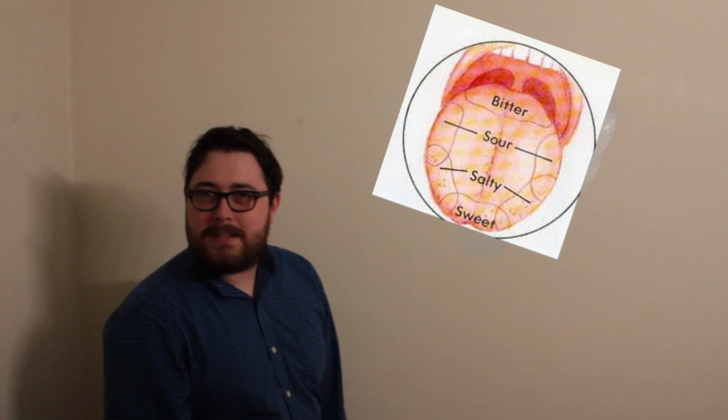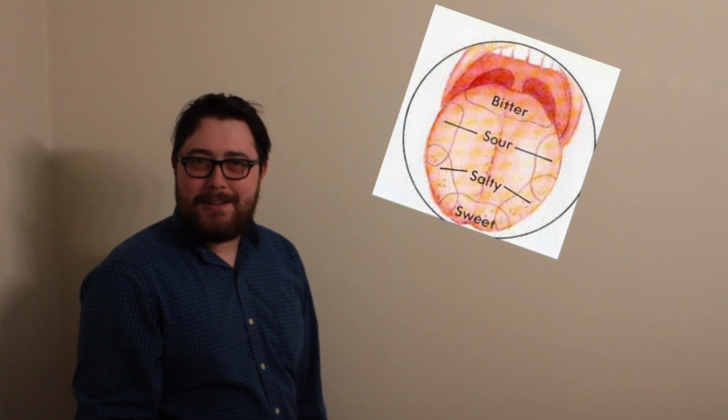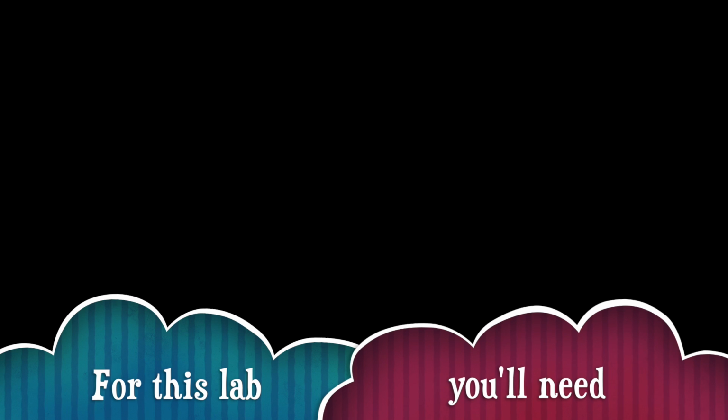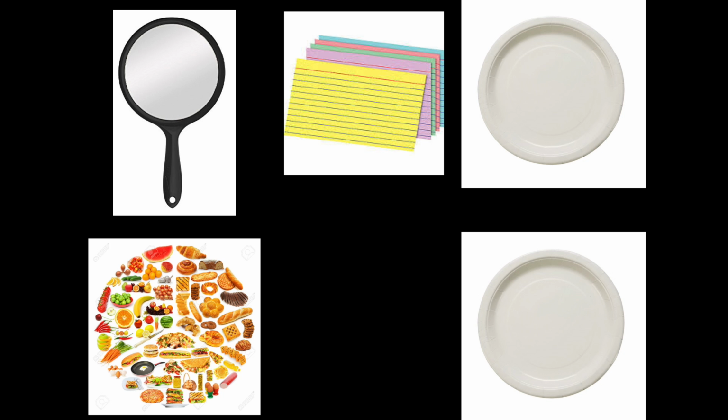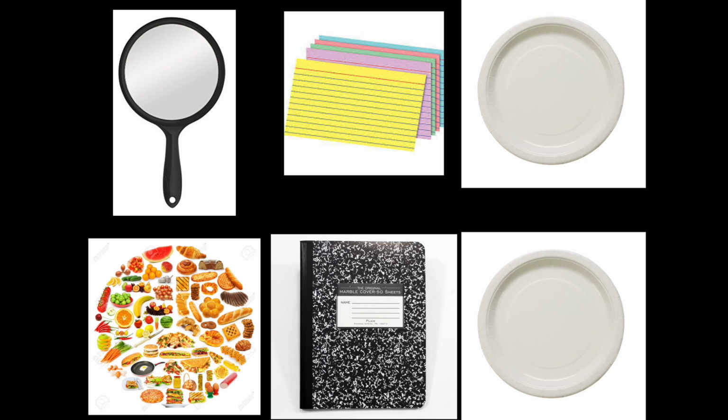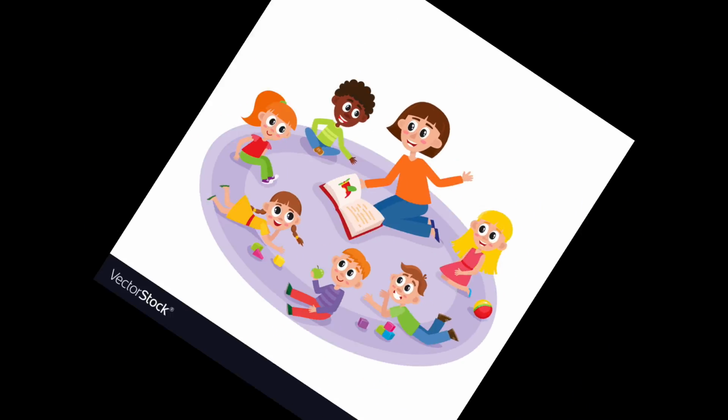And now that you're a super taste detective, we can start the lab. For this lab, you'll need enough handheld mirrors to be shared with the class, white paper plates, 2 per scientist, pictures of food found in the grocery store, perhaps mounted on cardstock, index cards, 4 per student, and your little scientist's science journals. First, ask students what they think they use to taste different things.